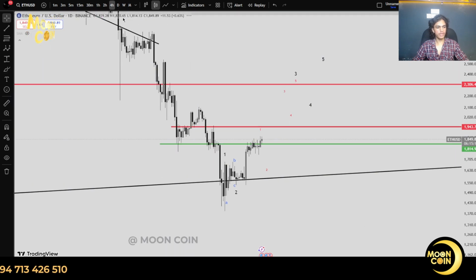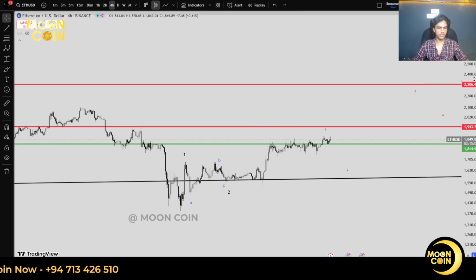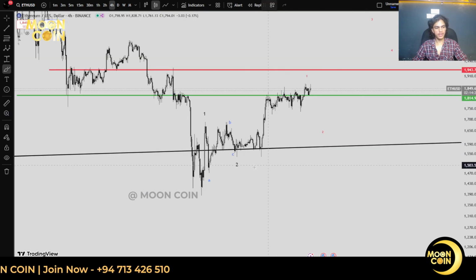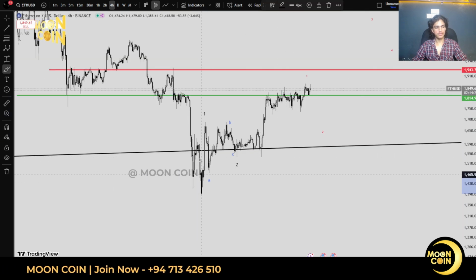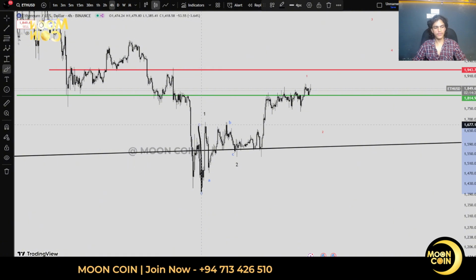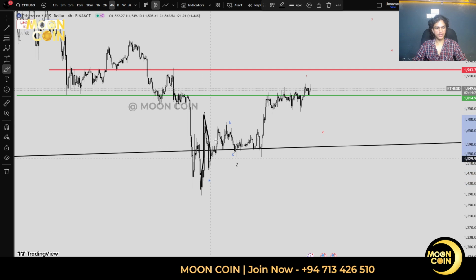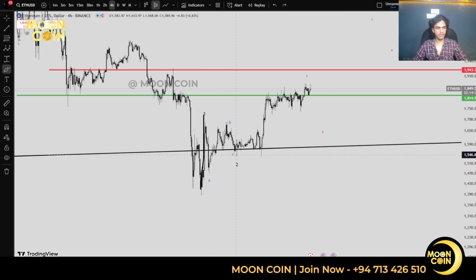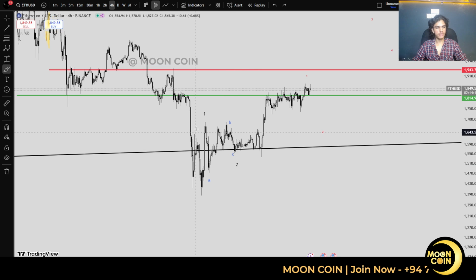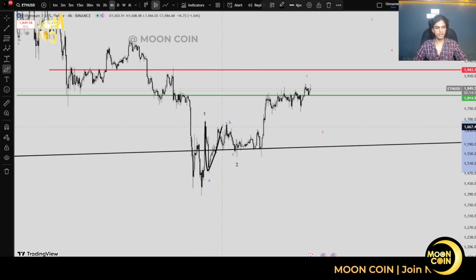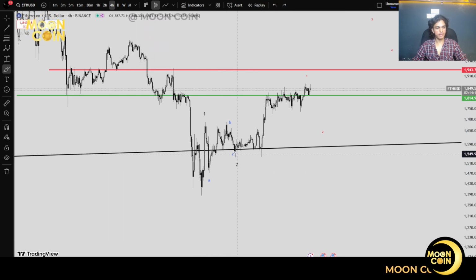If you go deeper into the chart, to the lower time frames, you can see that we have this impulse move. I have taken that as wave one, an impulse, and this is a correction wave. This ABC is a running flat. A, B and C, it's a running flat.